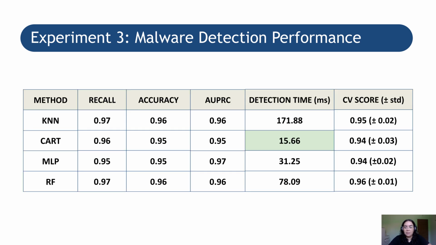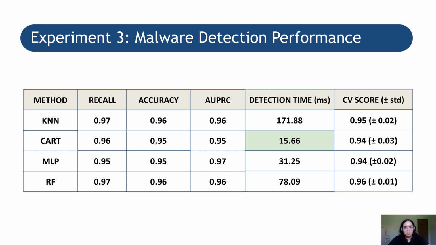Now let's examine the results on the 20% test set. The solution achieved an overall detection efficiency of approximately 99%. All four algorithms demonstrated strong performance. However, the CART model provides the optimal balance for our use case.